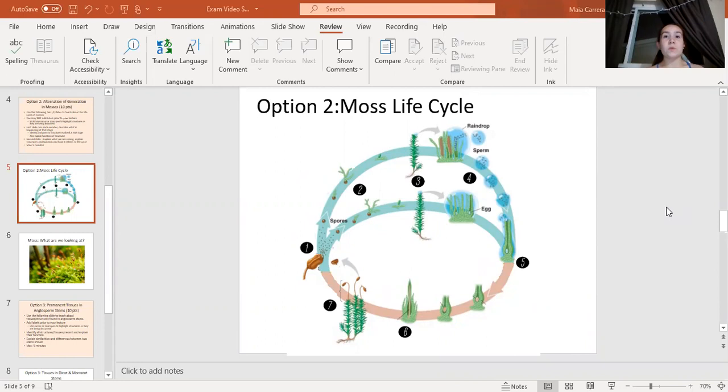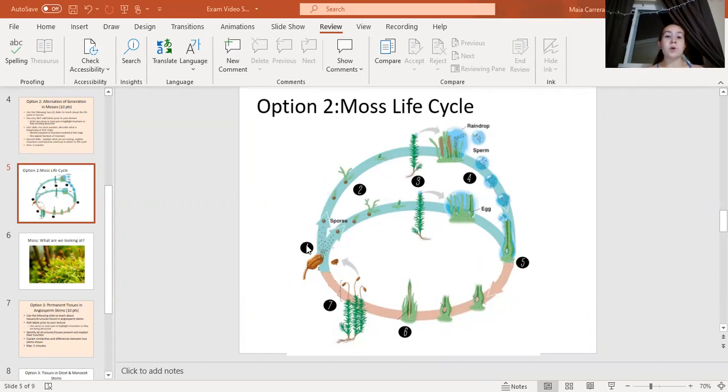Now, it's important to note that before we start this, moss is considered non-vascular, and so this life cycle is going to be a little bit different than a regular plant's life cycle. As you can see on the diagram, it's all listed and it's numbered 1 to 7. I'm going to explain each of these different steps.